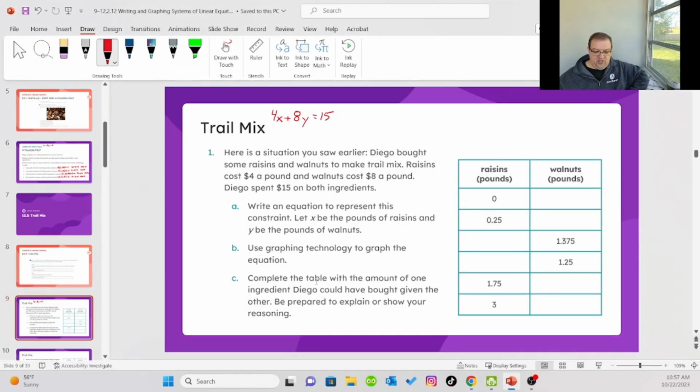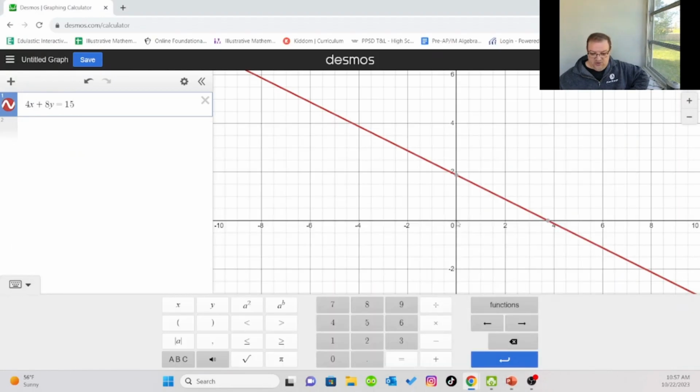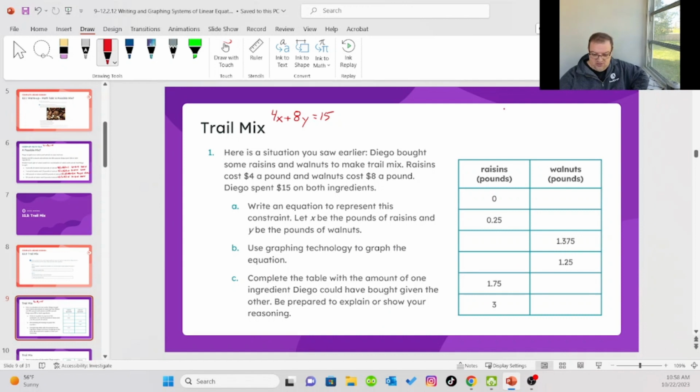Complete the table with the amount of one ingredient Diego could have bought given the other. So first we want 0 pounds of raisins, and raisins is our X. So if we go to 0, we can see that our answer is 1.875. So in here, we can say 1.875.